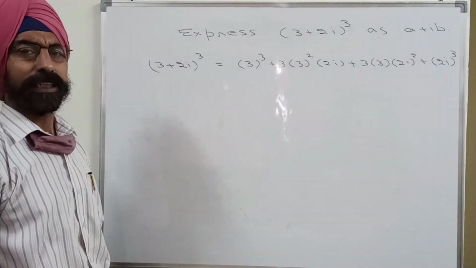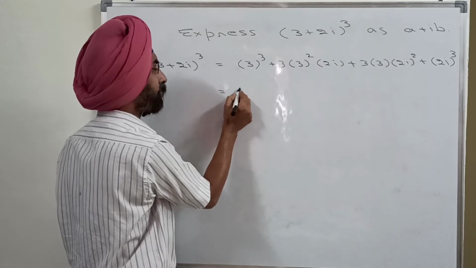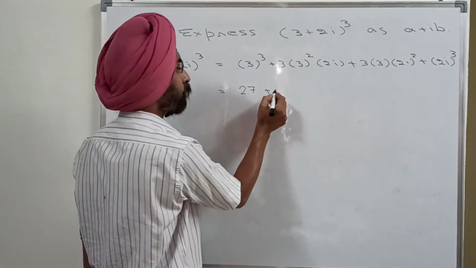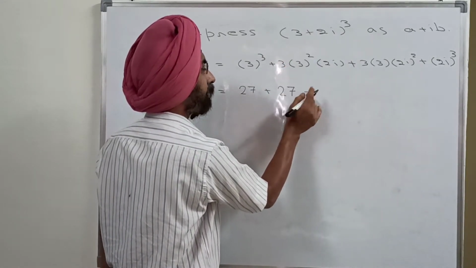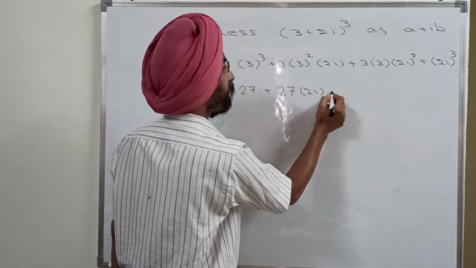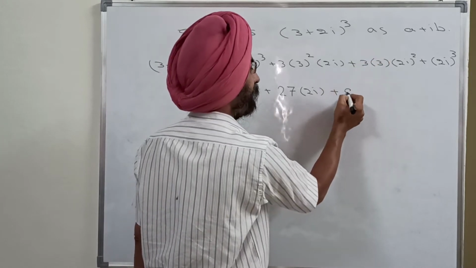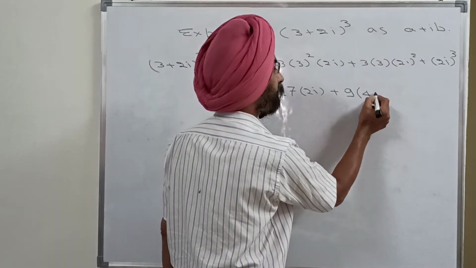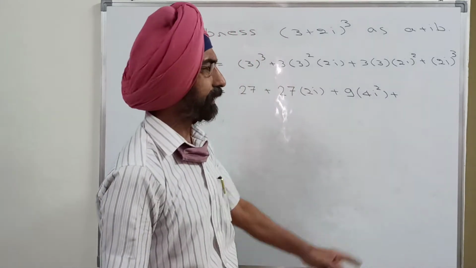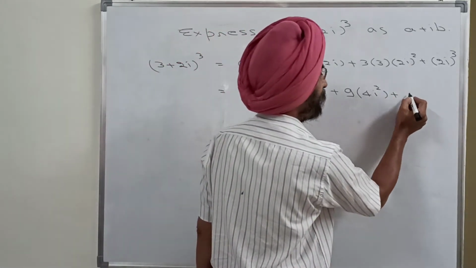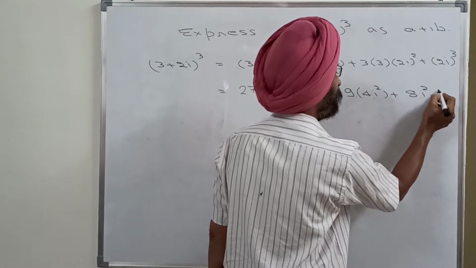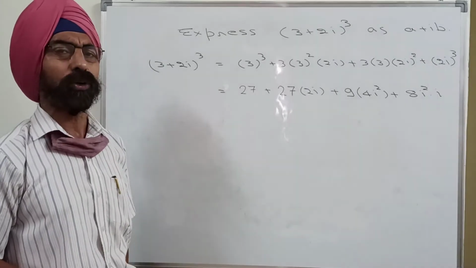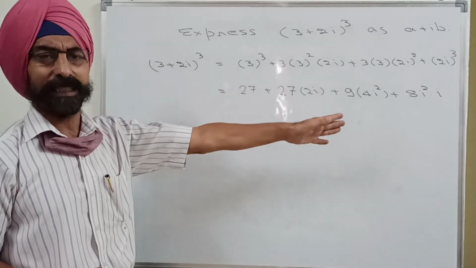And now, just to simplify it, 3 cube is 27, plus 3 into 3 square, once again it is 3 cube, so it is 27, multiplied by 2i, plus 3 into 3 is 9, and (2i) square is 4i square, plus (2i) cube is 8. I am writing it as i square into i, because we know that the value of i square is minus 1. So substituting i square equal to minus 1, wherever there is i square, what we will get?